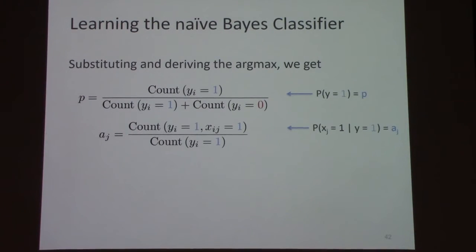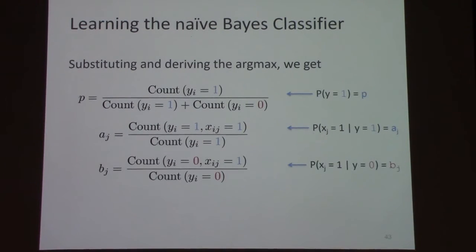Aj is the probability that the jth feature is 1 when the label is 1. It is simply the number of times the jth feature is 1 and the label is 1, divided by the number of times the label is 1. This is exactly what you would expect, in fact what you told me when I asked you to informally come up with the answer with the 10 examples.